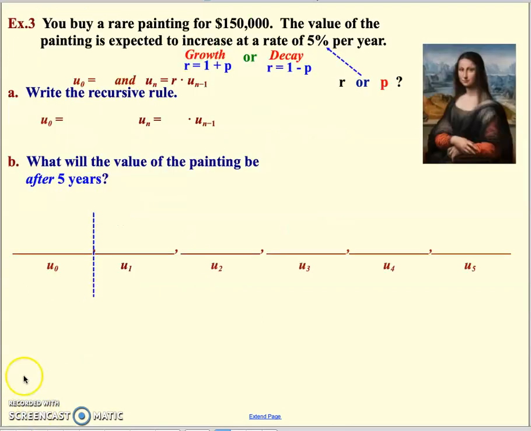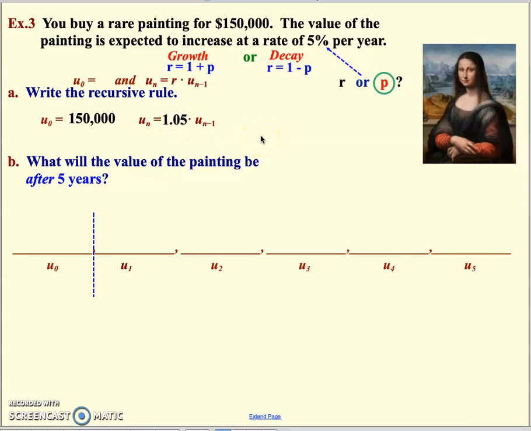So now looking at, again, an object, right? We're talking about a rare painting, $150,000 value. The value of the painting is going to increase at 5% per year. Anytime you see anything that's talked about as a percentage increase or decrease, that's definitely a P. We're talking about growth. So if it's growth, then 1 plus P would produce my R. In other words, 1.05 is going to be my growth rate. So there's something else to think about. But anyway, let's get started with initial amount and 1.05.